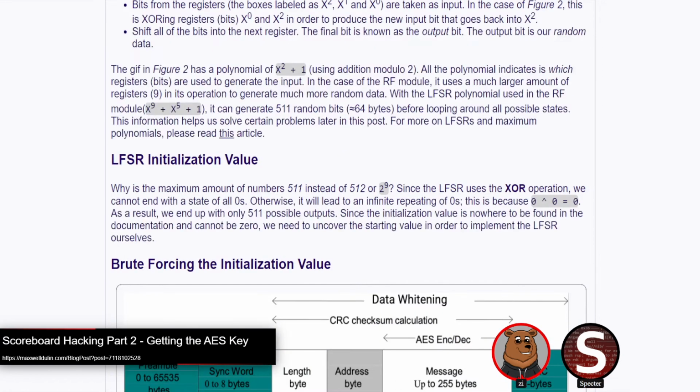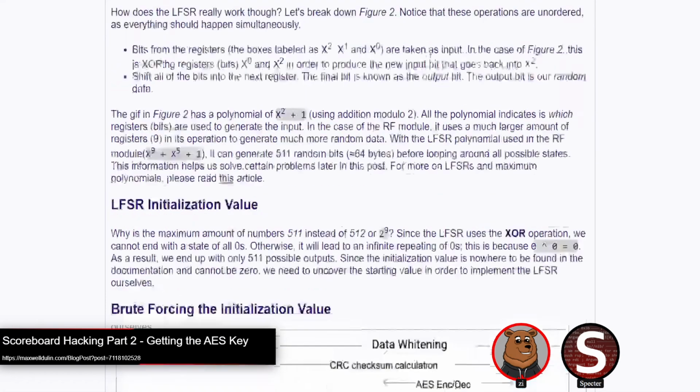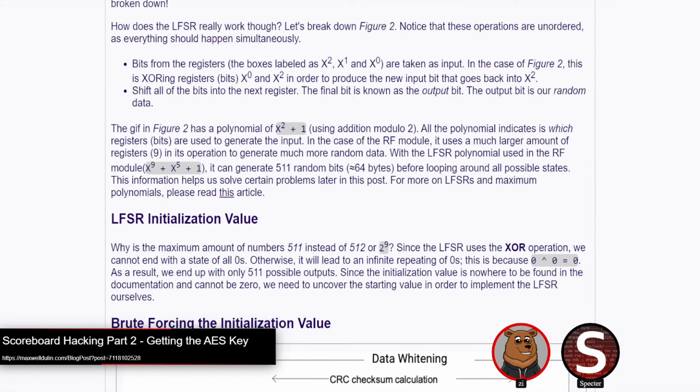Nice thing here is this was only a period of like 511, I believe. He calls it out in here. So only 511 possible states for it to be, so a lot easier than some other situations, but he still goes through the whole process there, breaks it down really well.